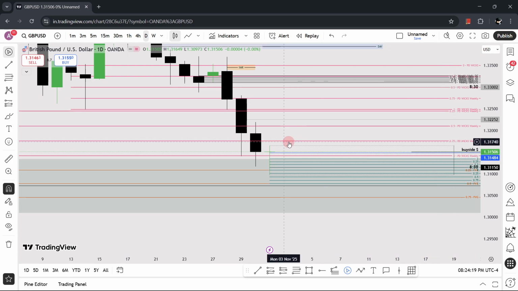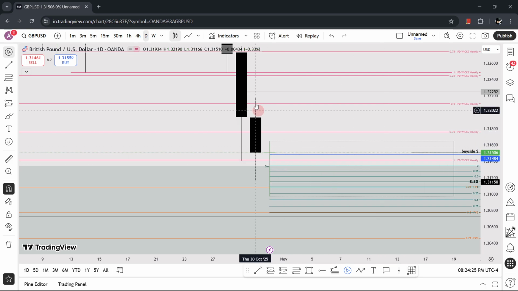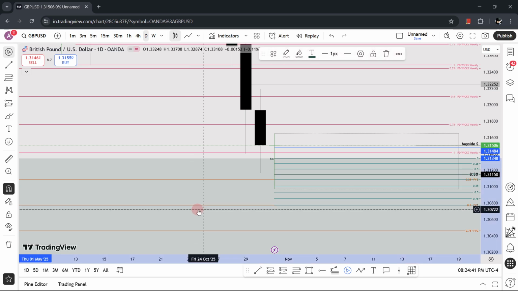Now, yesterday we opened here. First we will talk about Friday, then we will go to Wednesday. We opened and went inside of this monthly, daily. These and these are the quadrant levels.